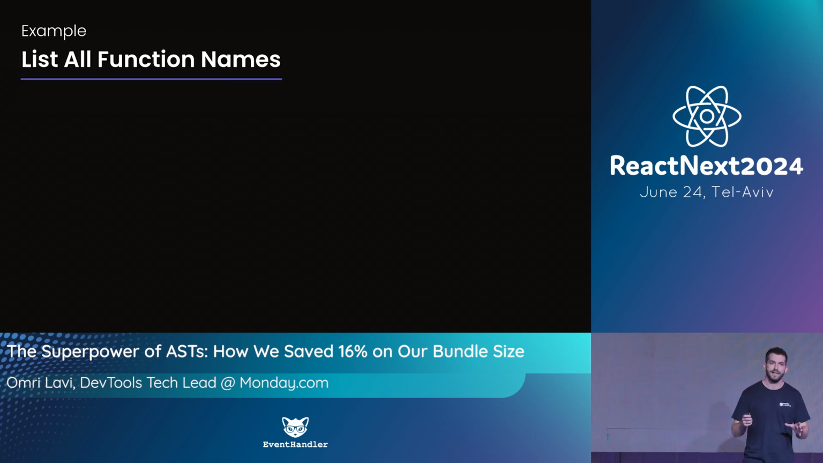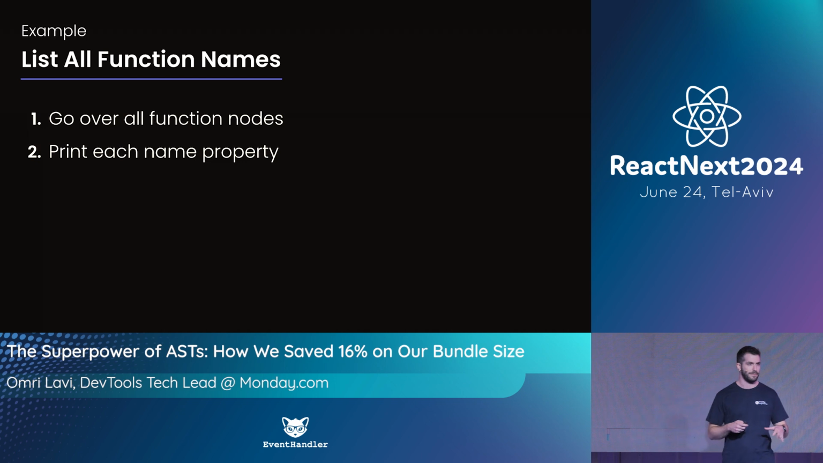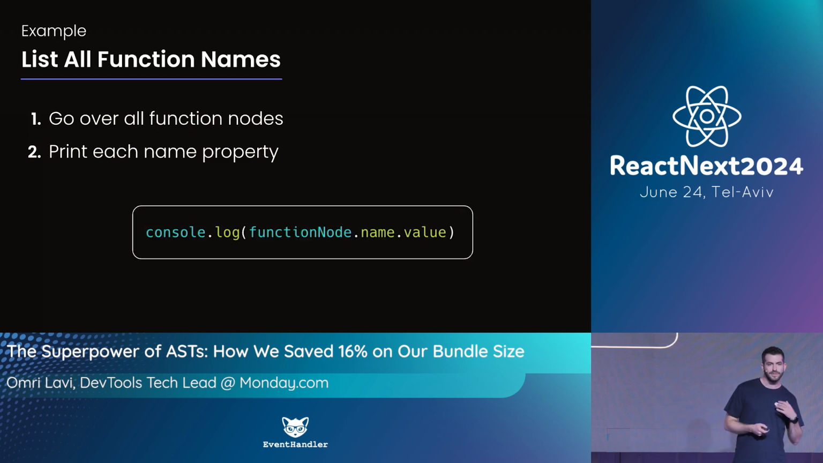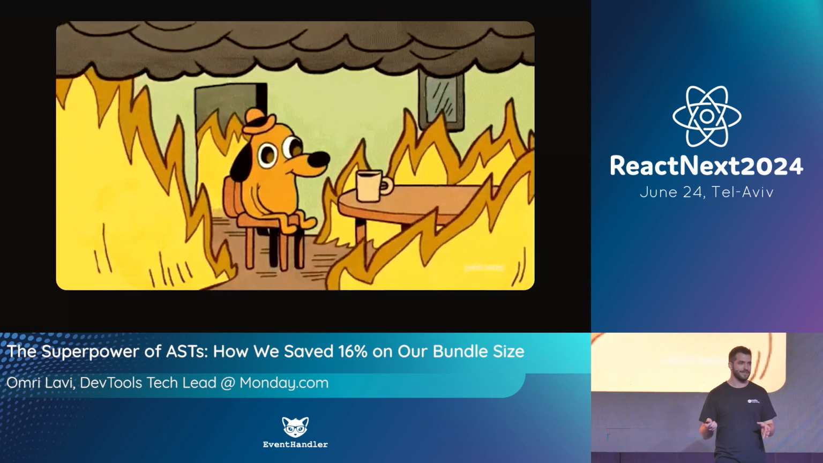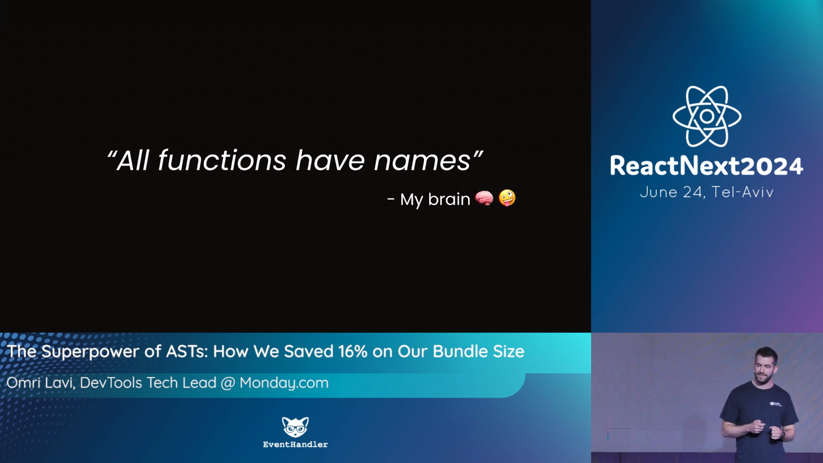Let's say I want to list out all the function names in my code. So a simple implementation would be to go over all function nodes and print out the name property. And it should look something like this. We have the function node, we access its name and its value, and then we log it. And we're thinking to ourselves, it should be OK. But frankly, I had an assumption here, that all functions have names. And I should always question these assumptions.